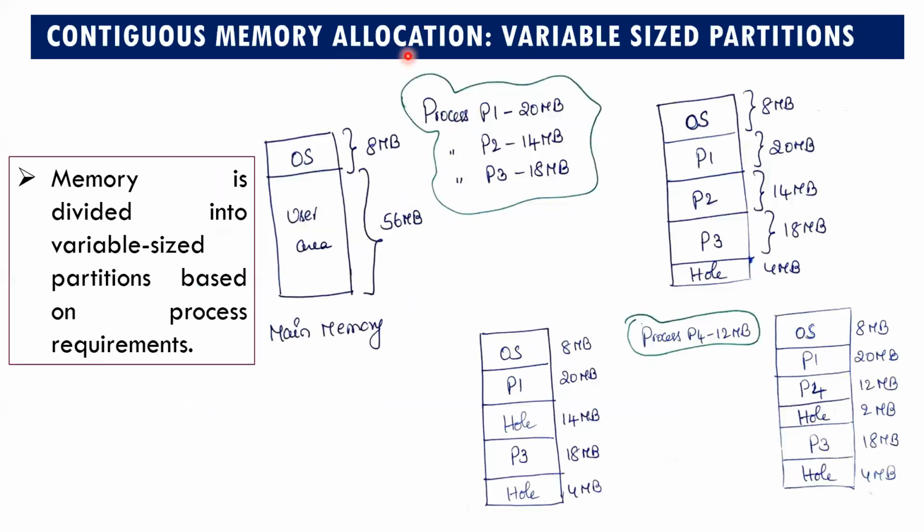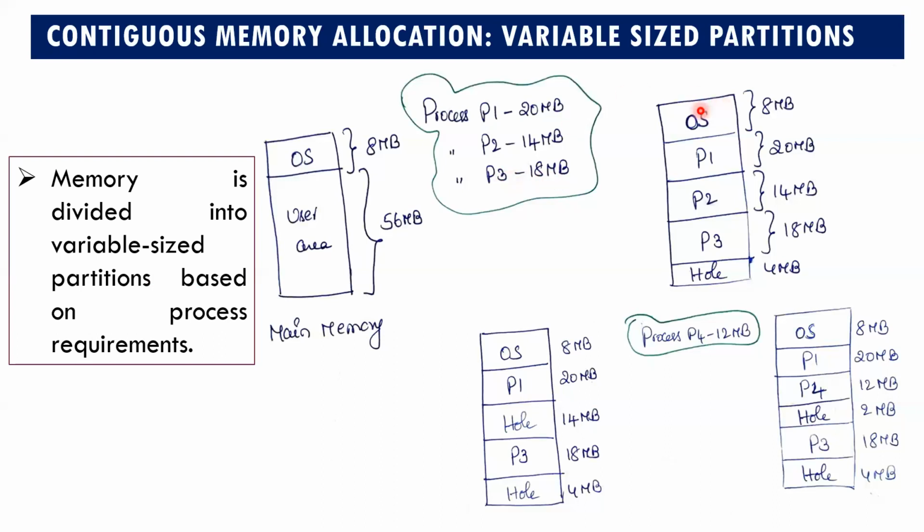Now let us look at contiguous memory allocation with variable sized partitions. In this case, memory is divided into variable sized partitions based on process requirements. For example, let us consider the main memory where the operating system is loaded and it is occupying around 8 MB of space, and the remaining user area is 56 MB. That means the RAM size is 64 MB. Now we are considering 3 different processes: P1 is 20 MB, P2 is 14 MB, P3 is 18 MB.